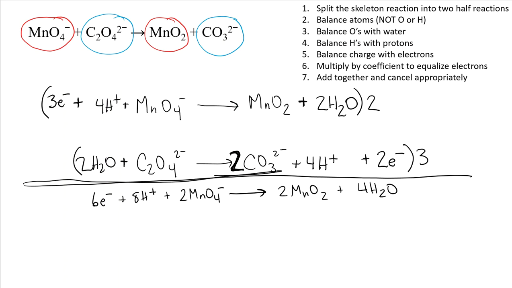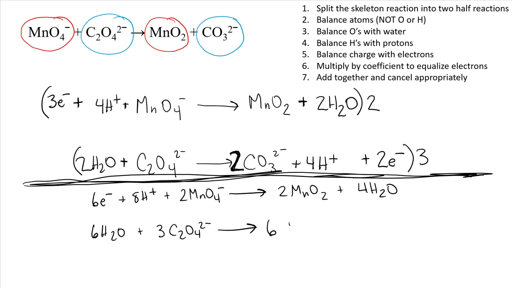Remember here, you can double check and make sure that everything is still balancing as it should. So we have 8 hydrogens, we have 8 hydrogens, we have 2 manganese, 2 manganese, we have 8 oxygens, we have 4 and 4, 8 oxygens. Bottom one, 6 water, plus 3 C2O4 2 minus, forms 6 carbonates, and 12 protons, and 6 electrons. And again, remember the key. Electrons in equals electrons out. That's exactly what you want to have seeing here.